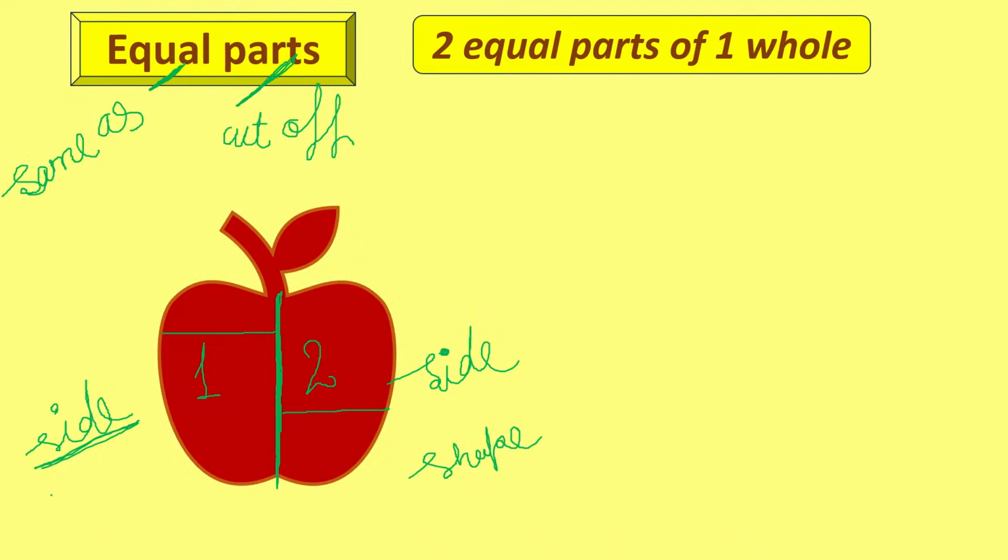If you have any doubt, look at here again. Equal means the same as parts, bacha, cut off. So first of all we take the apple and we cut it. When we cut it, the first part is here, the first side, and the other side is here.